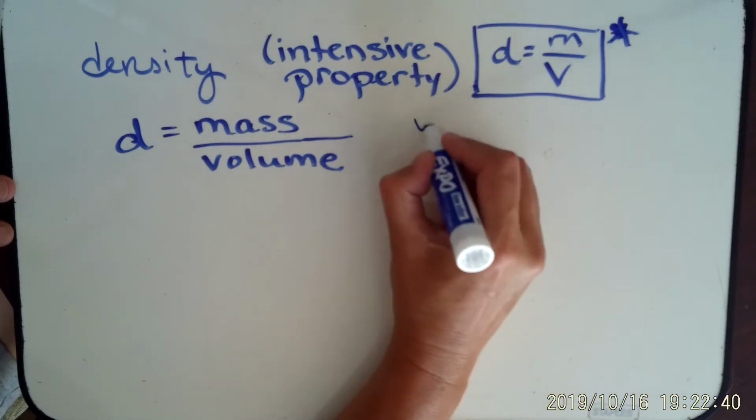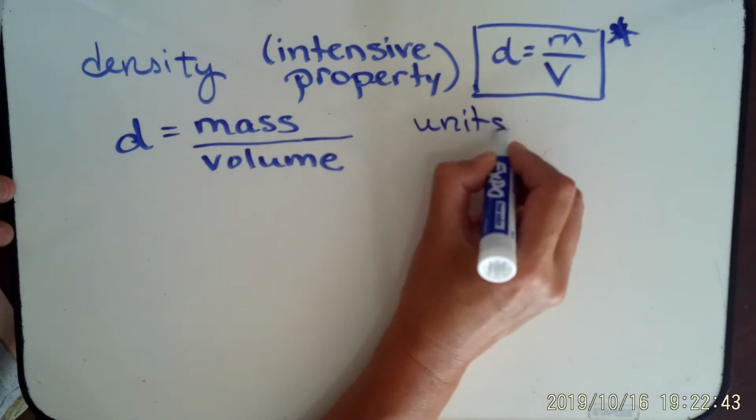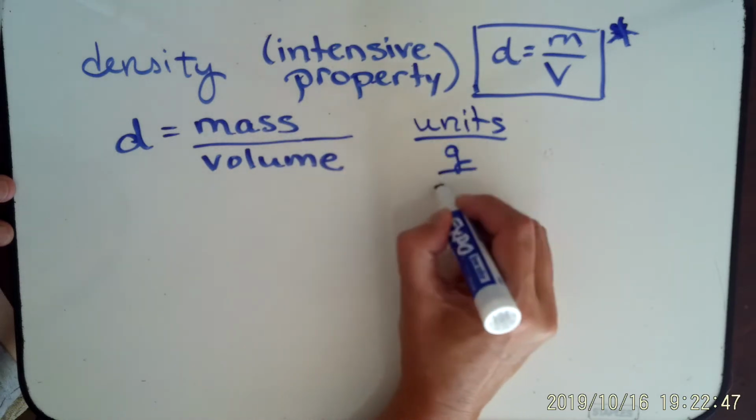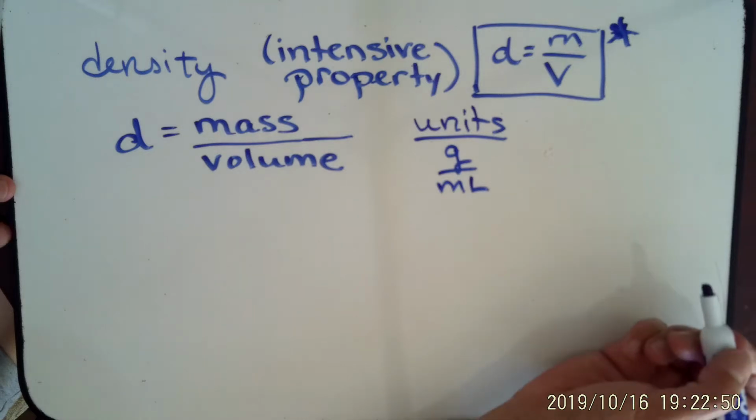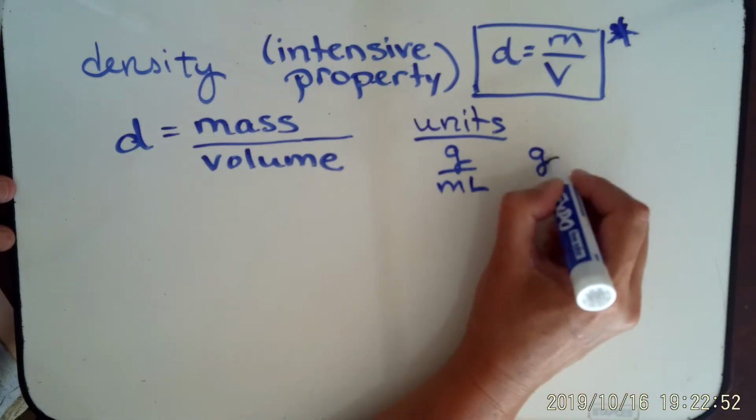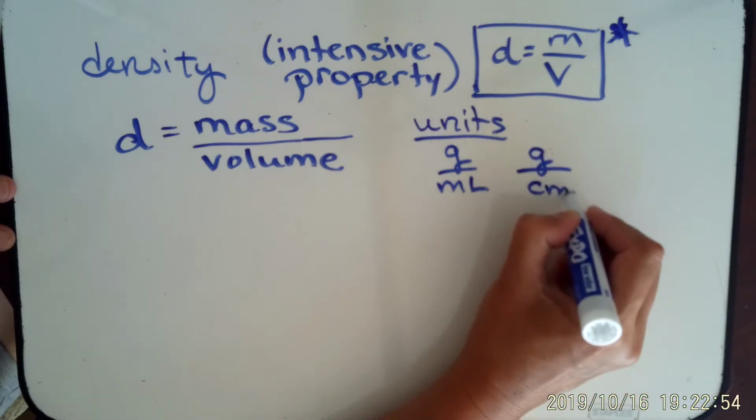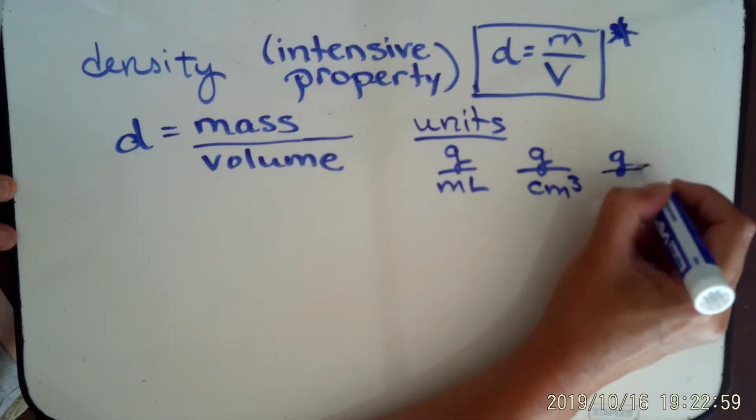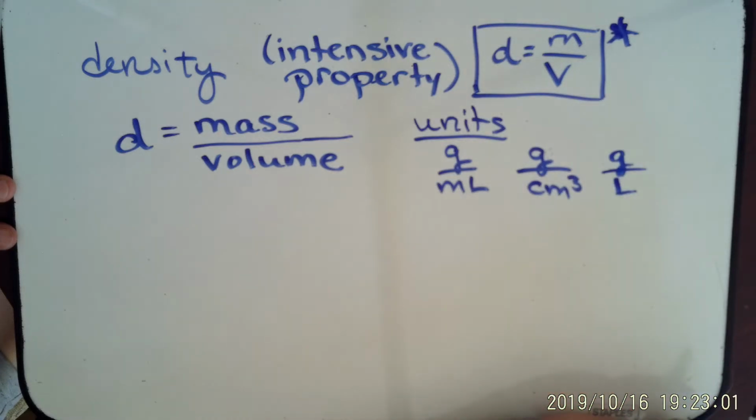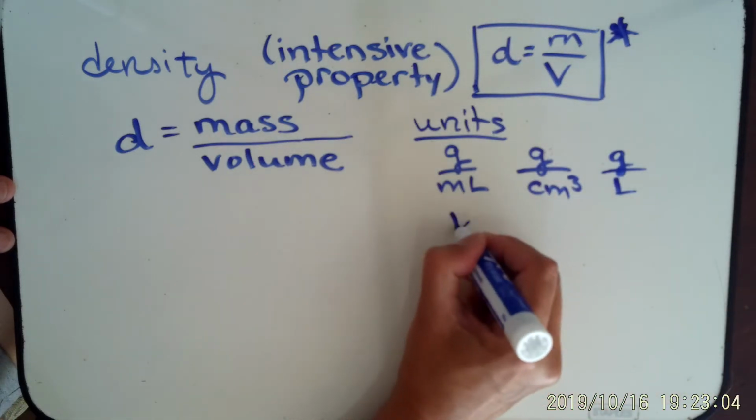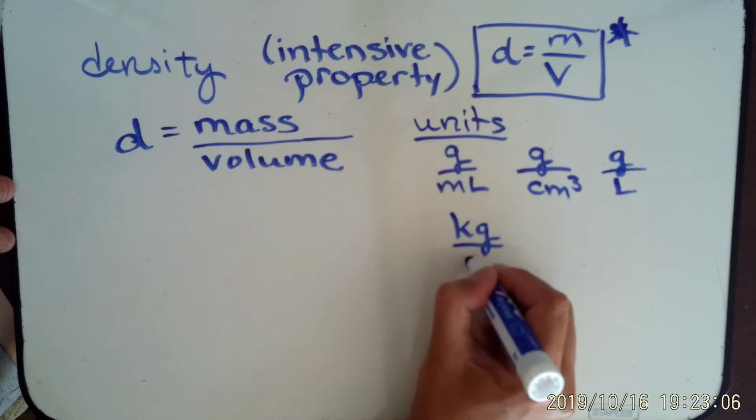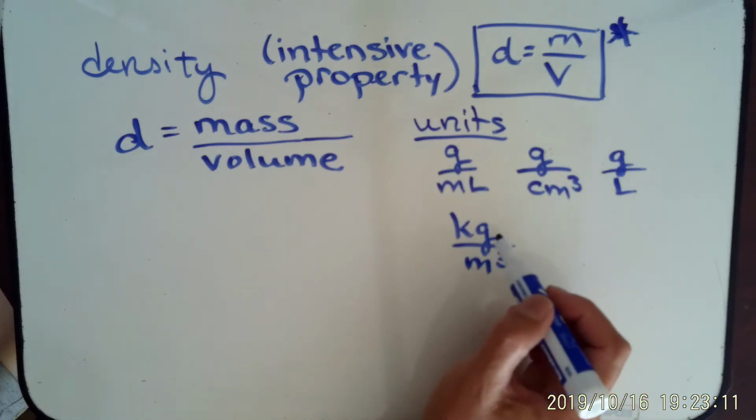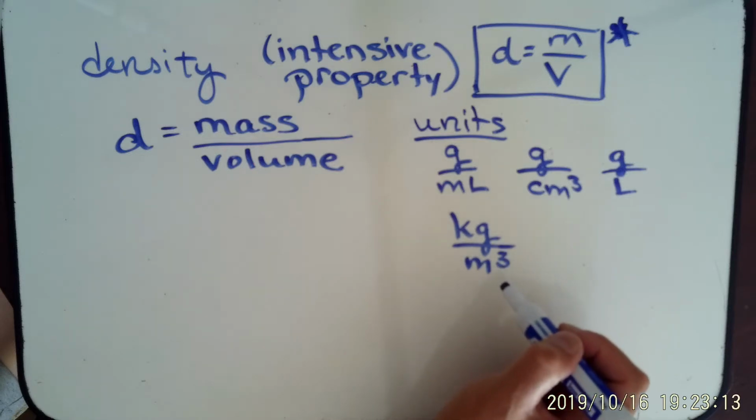Okay, what are the units? The units can be mass per milliliter, and oftentimes for liquids you use mass per milliliter, or we can use mass per cubic centimeter. We can use grams per liter. That's often used when we talk about gases. We could do kilograms per meter cubed. These are all SI units, as long as it's mass divided by volume.